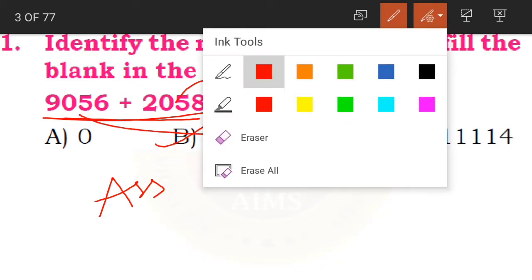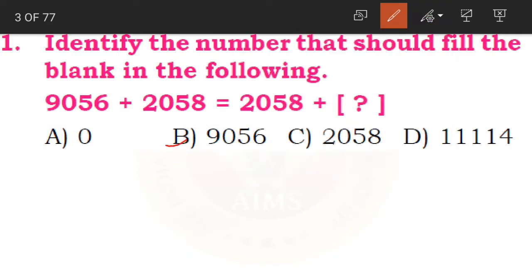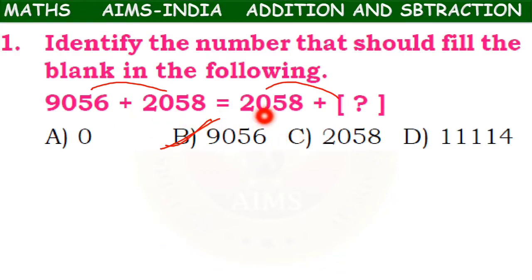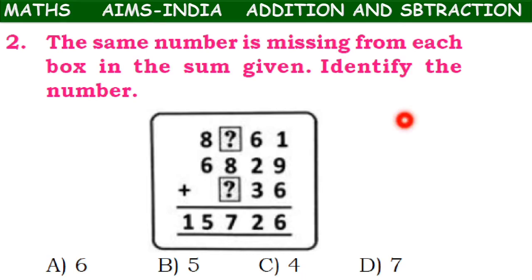So our answer will be what children? Our answer will be option B, 9056. From associative property, even when we change the order of the numbers, the sum will not change. Yes, so here we need not calculate anything. Simply write this 9056 here. So the correct answer is option B, 9056. Clear children? Moving on to the question number 2.